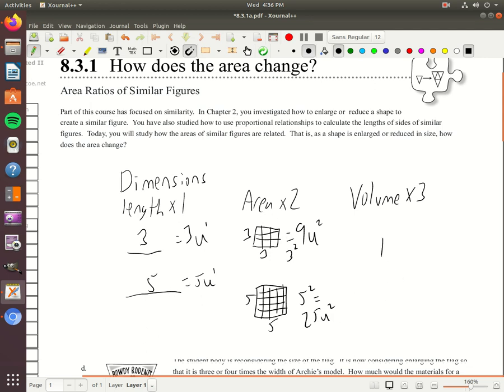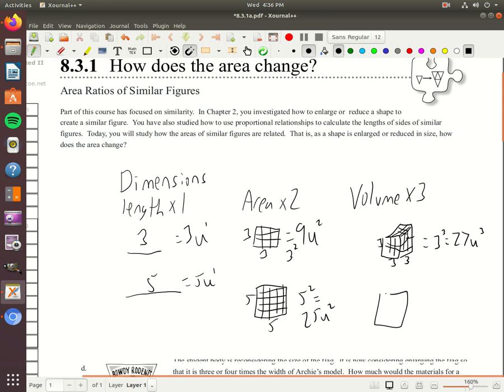Now, if we go to volume, and this is not going to look good, so I apologize, it will turn into a cube. So now we have width, height, and depth to it, right? Hopefully you can sort of visualize the idea. None of it particularly looks good, even worse than I wanted. Okay, so now if I have these little cubes that I've cut this into, it's actually going to be 3 to the third power, or 27 units cubed.